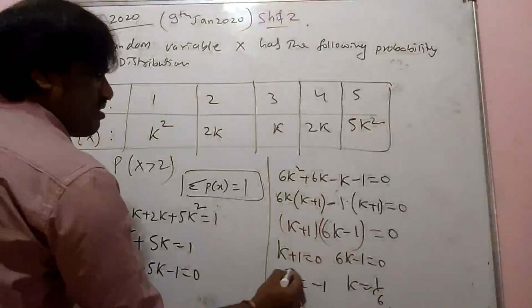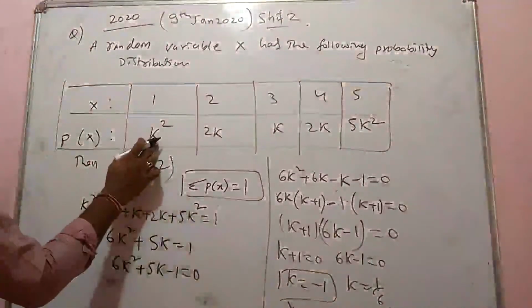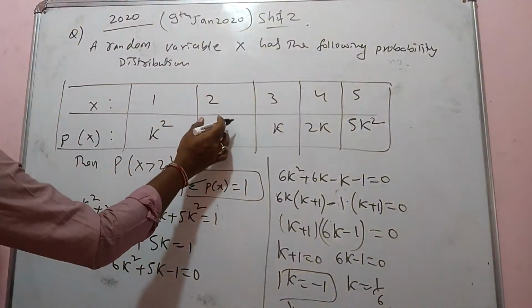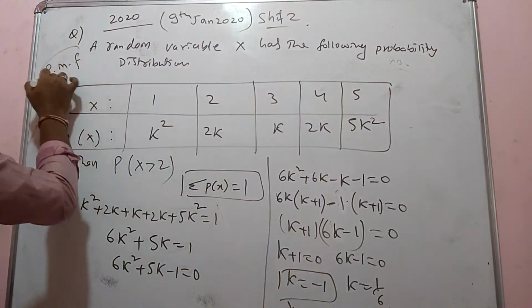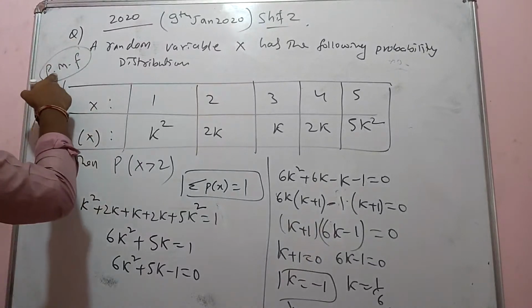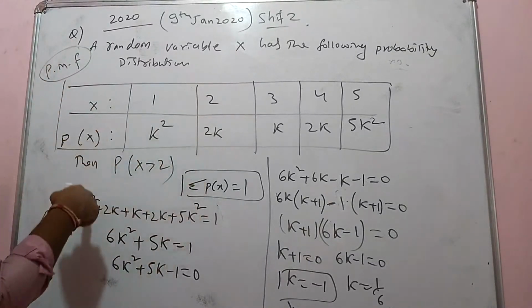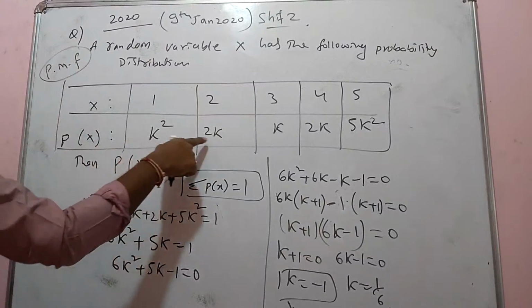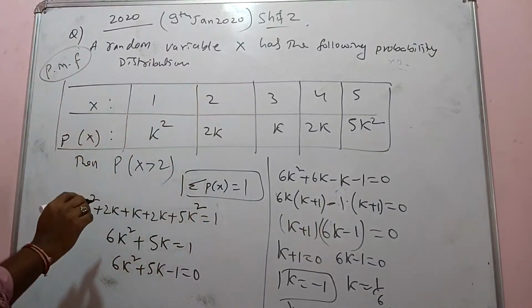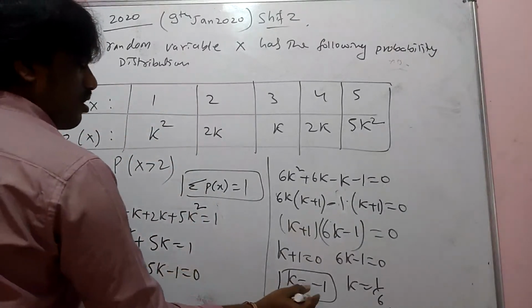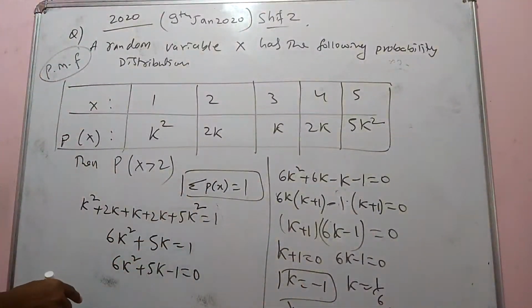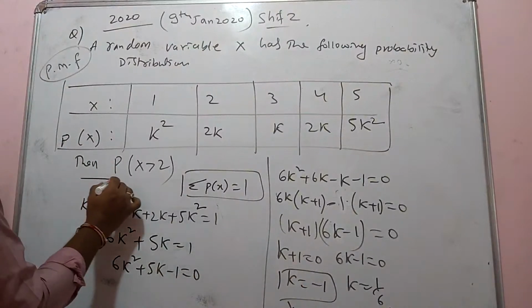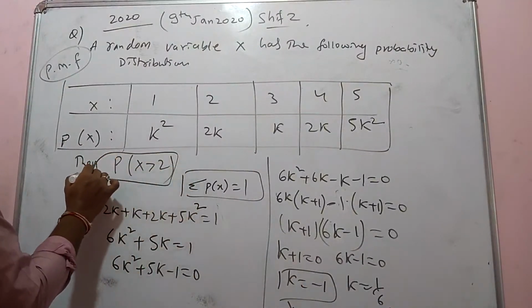So k equal to minus 1 is the wrong answer. The reason is that you get a negative probability. I said PMF, probability mass function, cannot be negative and cannot be greater than 1. So k is equal to minus 1 is wrong. So k is equal to 1 by 6 is the right answer. But he is asking the probability of x greater than 2.